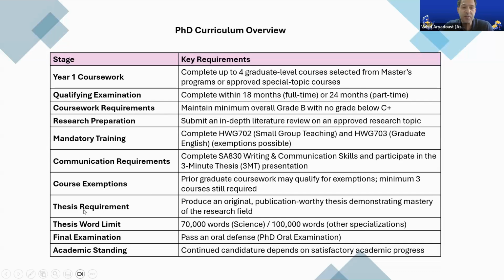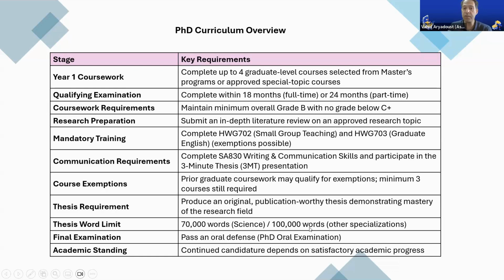And there is, of course, the thesis requirement. This is probably the most important one. The student is supposed to produce an original publication-worthy thesis. That's why a lot of our students start sending out whatever they have written during their thesis writing process to journals for publication. It gives them a lot of good opportunities. Later on, our students here will share with you what they have done with regards to this thesis requirement and publication-worthy research. And then the thesis word limit is between 70,000 words to 100,000 words.